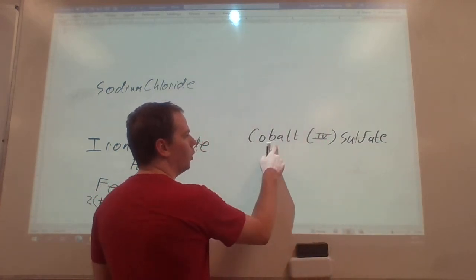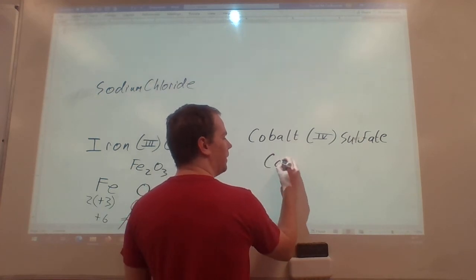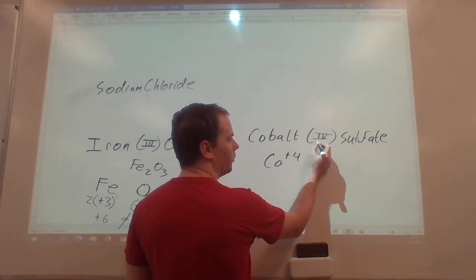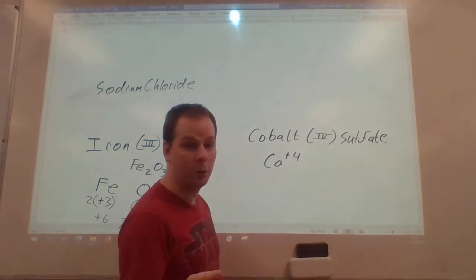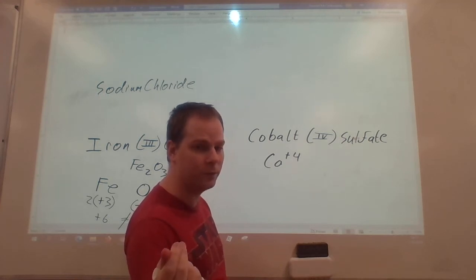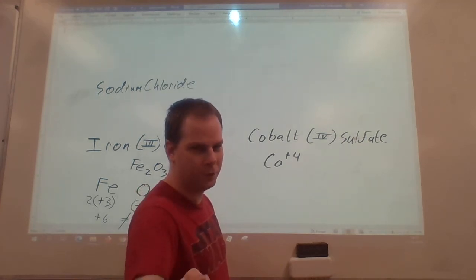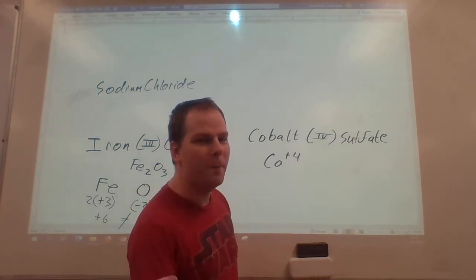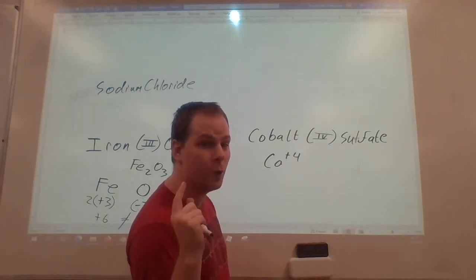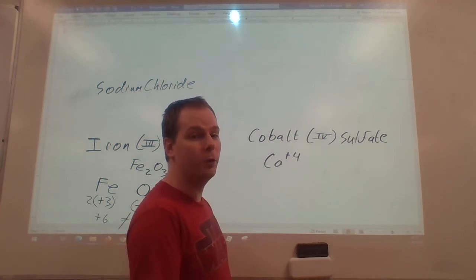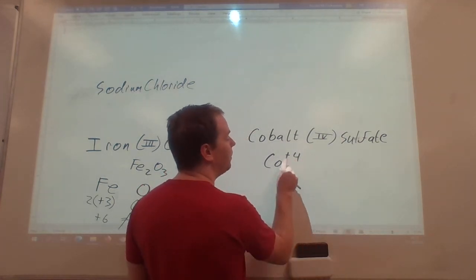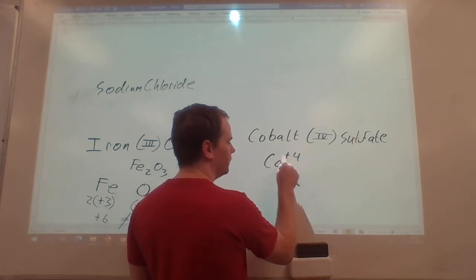Okay, cobalt, we know, has to have a charge of +4 because that's what this Roman numeral tells us. And by the way, the reason it's positive is because metals always form a positive ion. That's one of the things you learned in Unit 1. Metals will always form a positive ion. So cobalt 4 has to be a +4 charge.